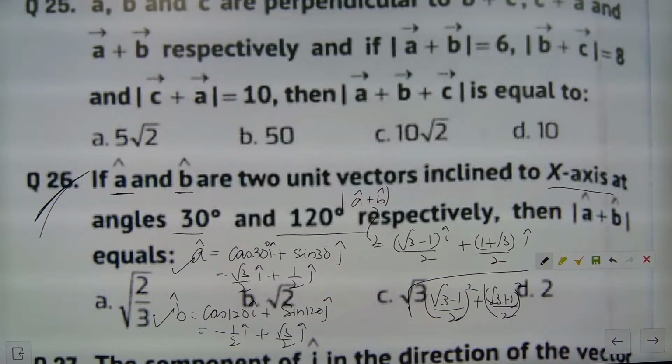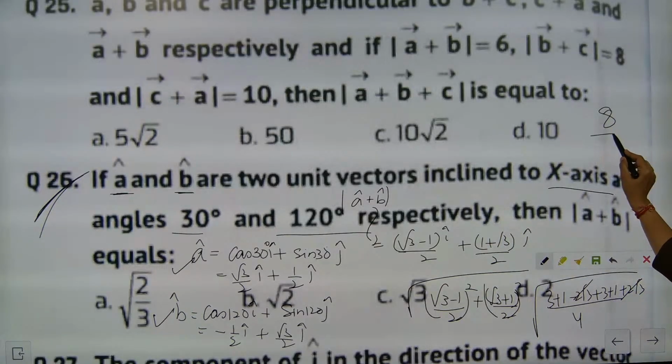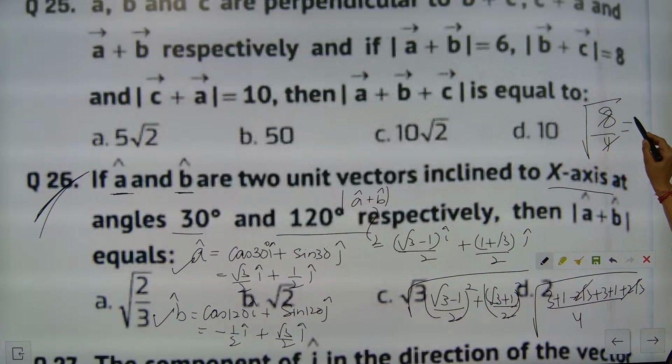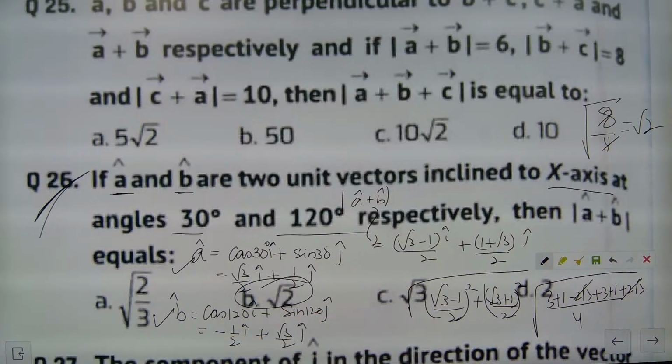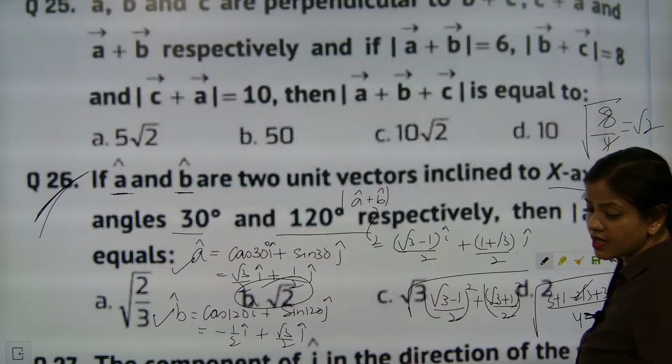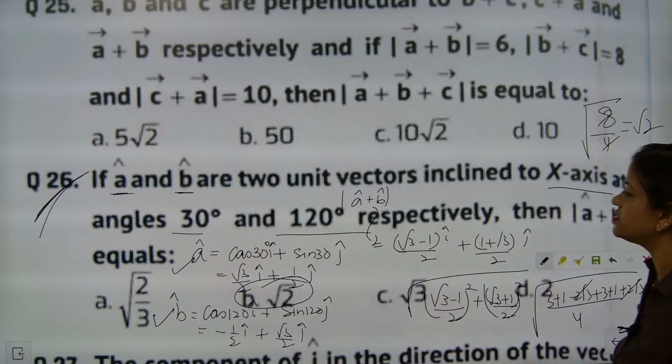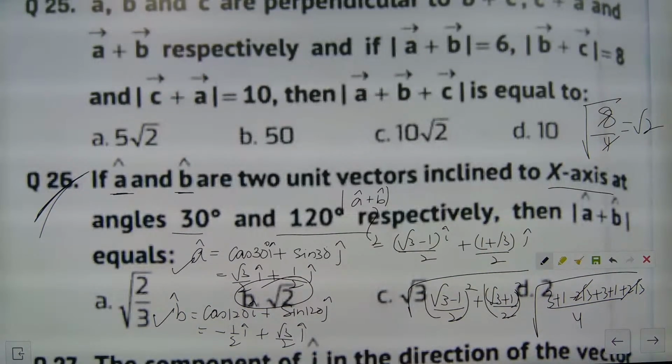So 3 plus 1, what will it become? Down it will become 4. It will become 3 plus 1 minus 2 root 3, and 3 plus 1 plus 2 root 3. So this will get cancelled. 3 plus 1 is 4, plus 4 will become 8. 8 by 4, root under 2. Root 2 is here, B is your answer. This is how you have to solve. Now this is the answer. Option B is going to be the correct answer here.